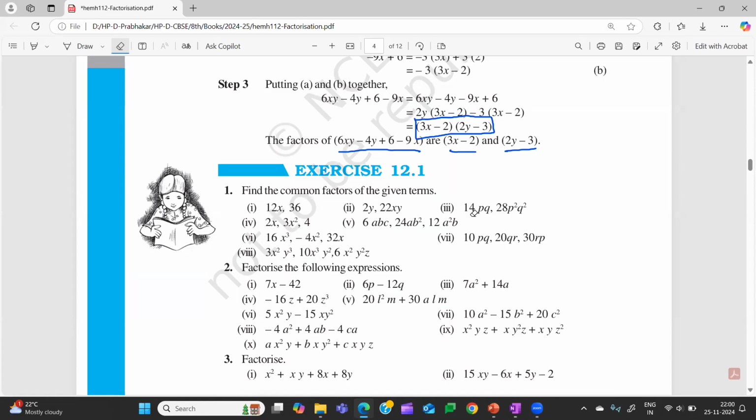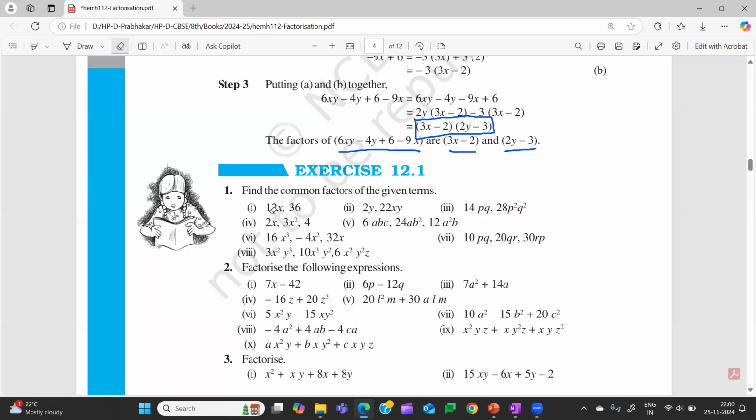These Roman letters have only two algebraic expressions, so we need to find the common factors of these two algebraic expressions individually. After that, Roman letter 4 has 2x, 3x square, 4, which is 3 terms. Roman letter 5 is 6abc, 24ab square, 12a square b, which is again 3 terms. Roman letters 4, 5, 6, 7, 8 have 3 terms. Except Roman letters 1, 2, 3, all the other questions have 3 terms. So we'll just see one example of each.